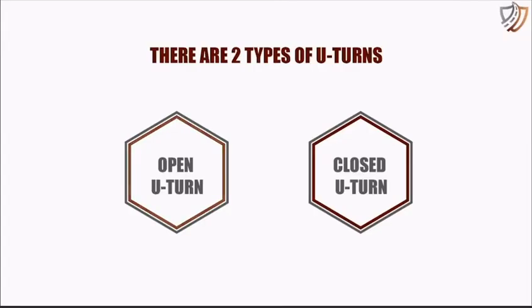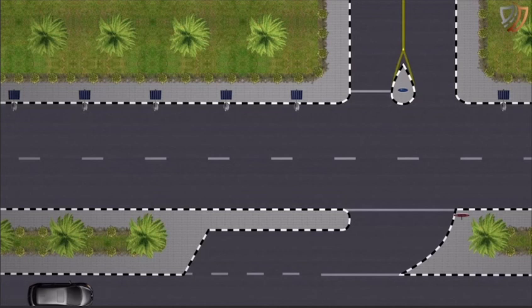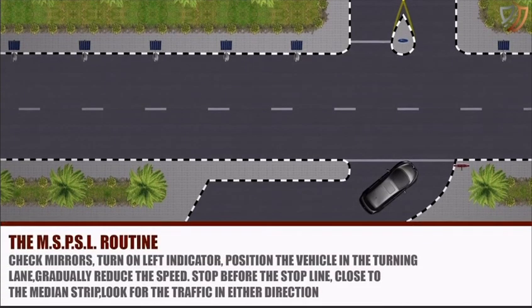Open U-turn. An open U-turn is where a U-turn is being made opposite to another road. While approaching towards the open U-turn, follow the MSPSL routine. Check mirrors. Turn on left signal. Position the vehicle in the turning lane. Gradually reduce the speed. Stop before the stop line, close to the median strip. Look for the traffic in either direction.